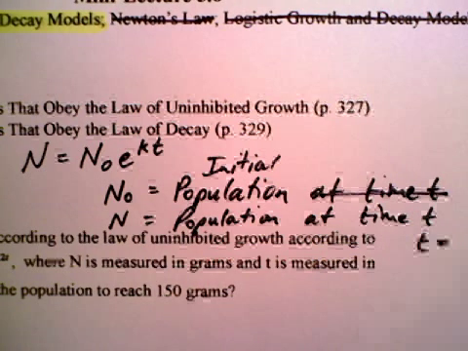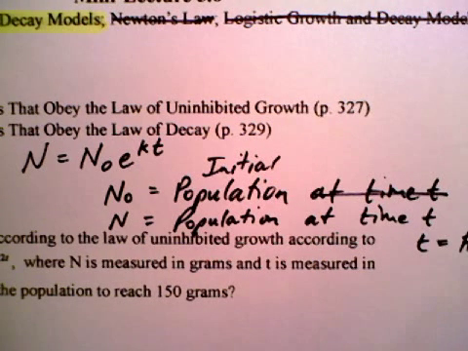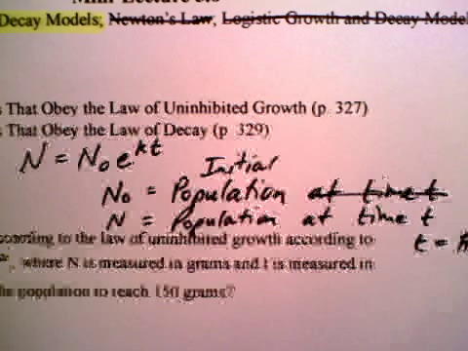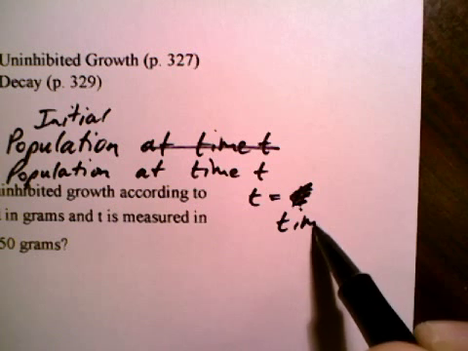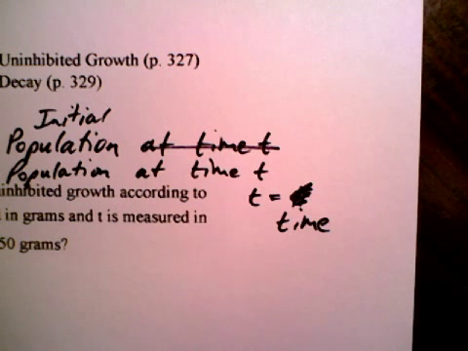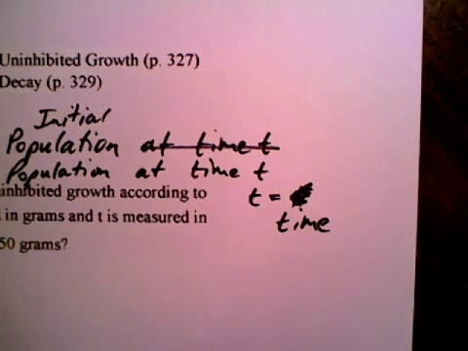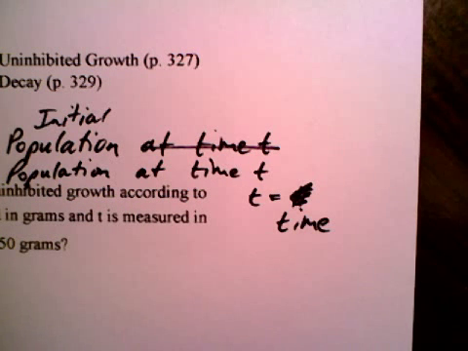And t is time. Instead of a number there, we'll put time. It could be years, days, minutes, seconds. It just depends on what the problem calls for. In the last section, t was always in years.